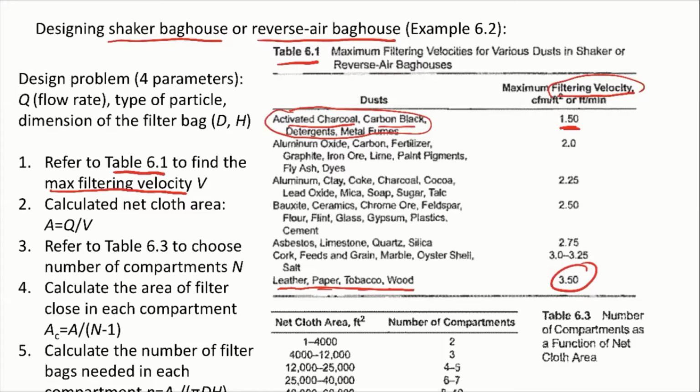Yeah, so I would say this is probably challenging how you can identify some parameter in the table. There might be quite many words here, but you can see the flour here. It has a maximum filtering velocity of 2.5. We're going to deal with quite many problems looking at the baghouse filter design, so try to get familiar with this table. You don't necessarily need to memorize it, but at least you should try to identify which particle it is.